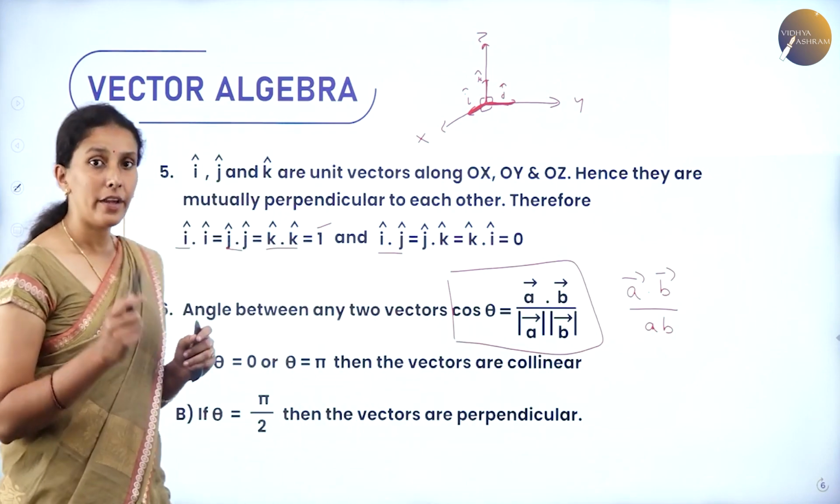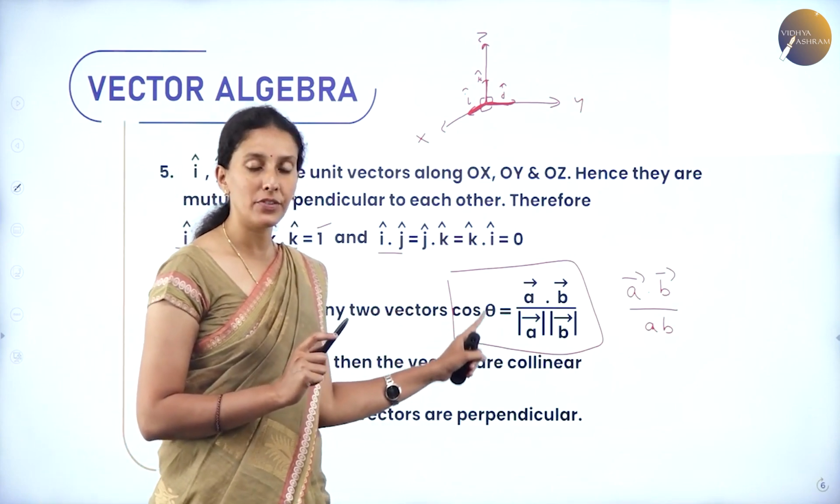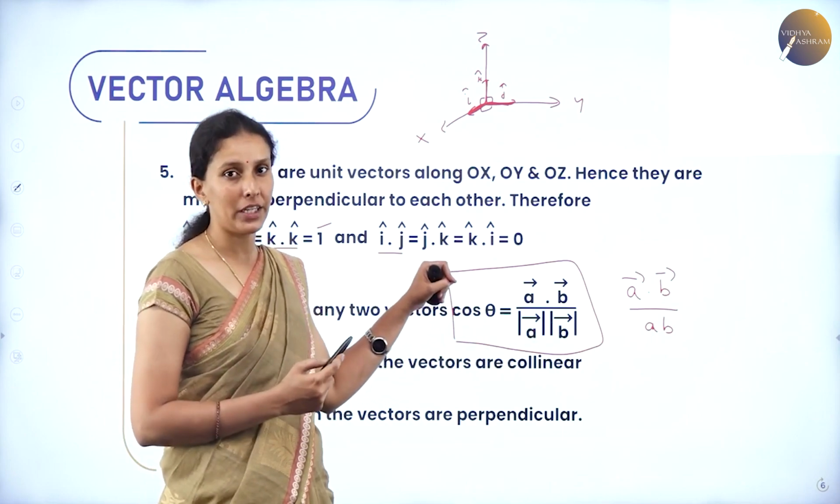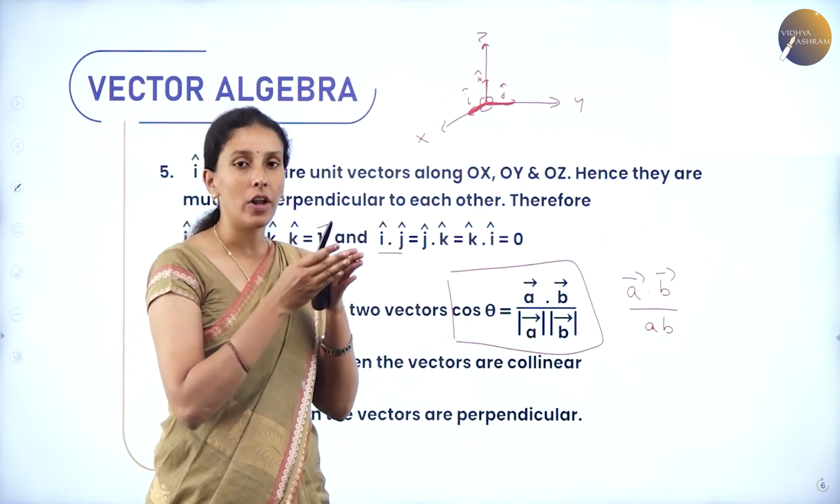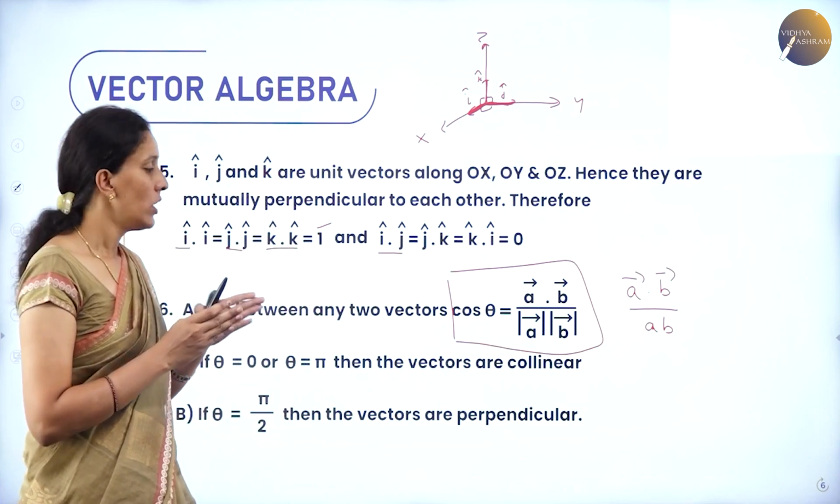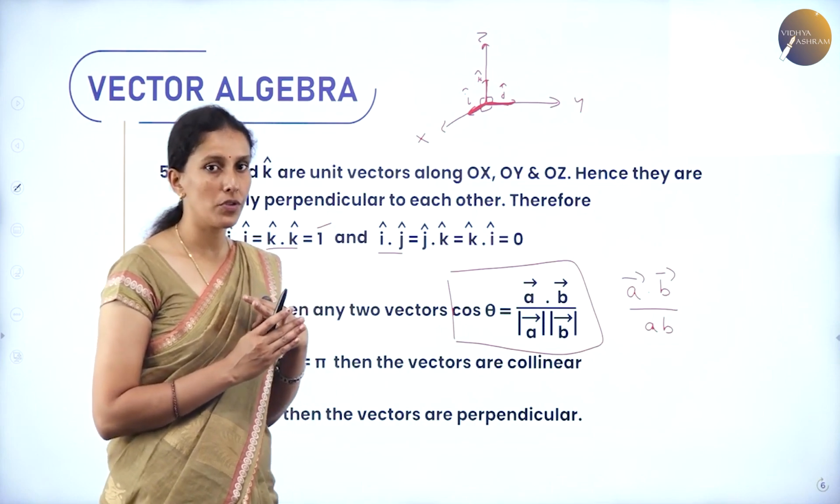Now, if theta is equal to 0, that is the angle between them is 0, that means vector A and vector B are collinear, that is they are parallel to each other. They may coincide or they are parallel to each other, so that the angle between them is 0. So thus cos theta becomes 1 means the angle between them is 0.